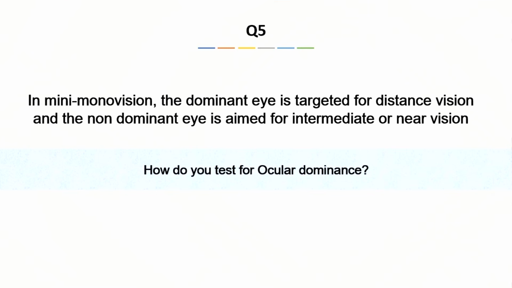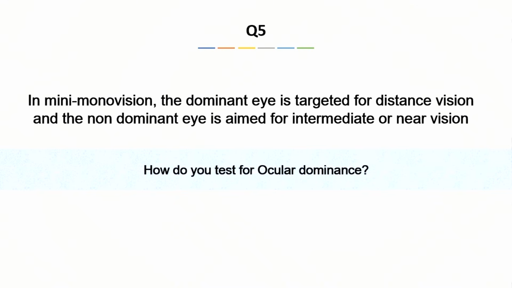So my second last question is about mini monovision, where the dominant eye is targeted for distant vision and the non-dominant eye is aimed for intermediate or near vision. So how do you test for ocular dominance? I'm not giving you any options. I want one of you to say, how do you check for ocular dominance?